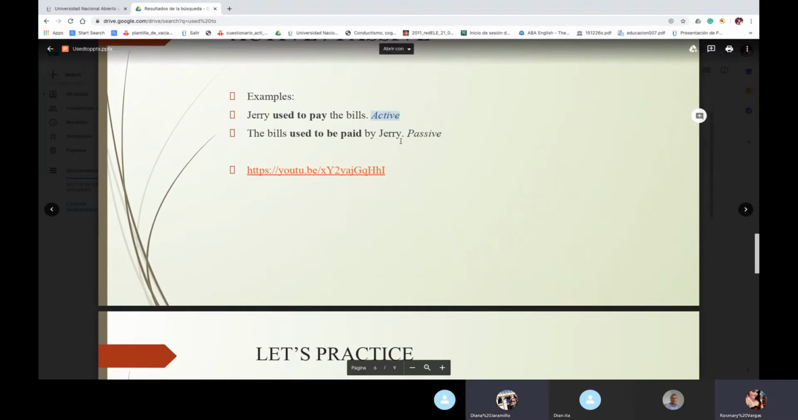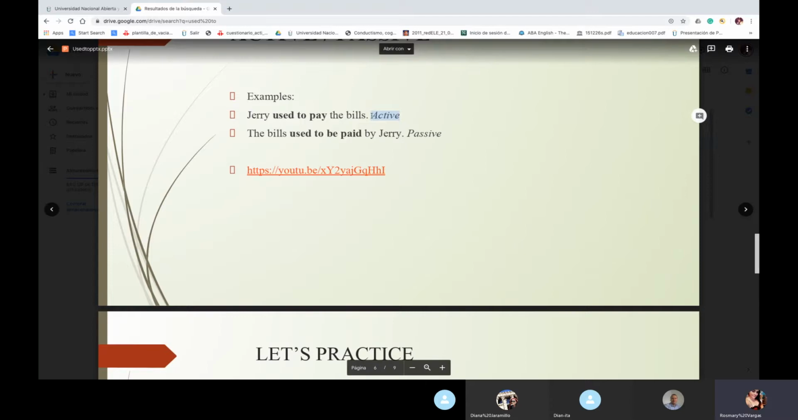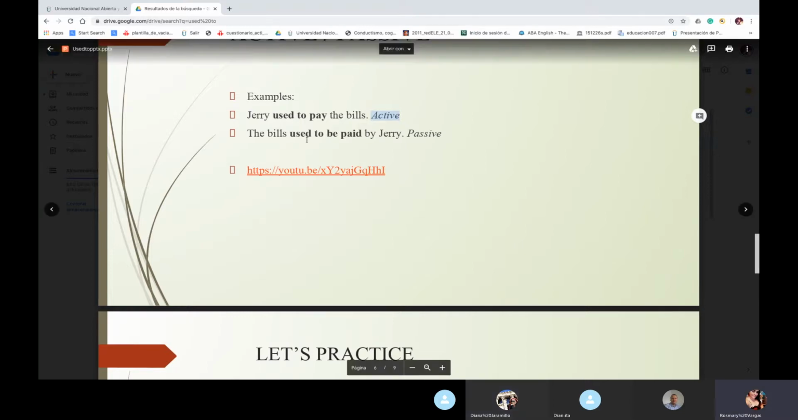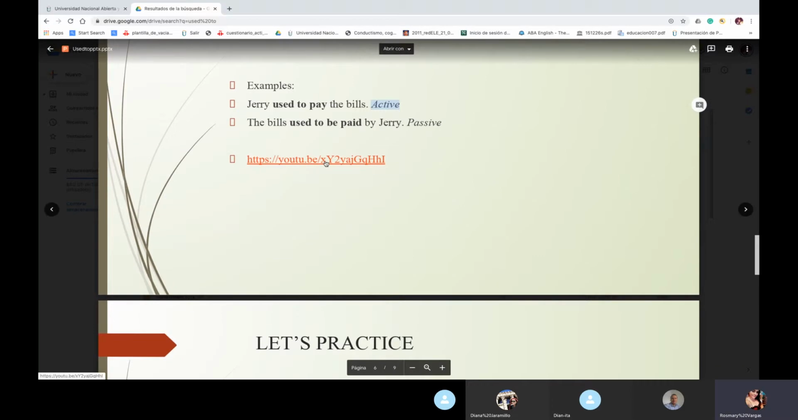Because it's not using the causative form. So the bills used to be paid by Jerry as a passive sentence. He used to do it, pay the bills. And the passive is the bills was paid by Jerry. So they call them the active and the passive sentences.